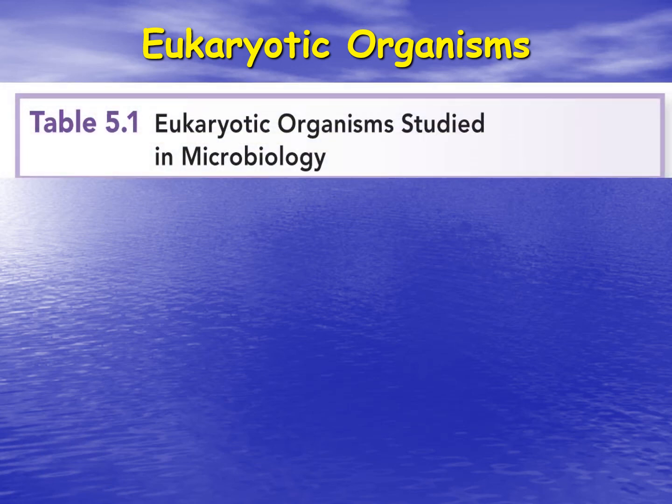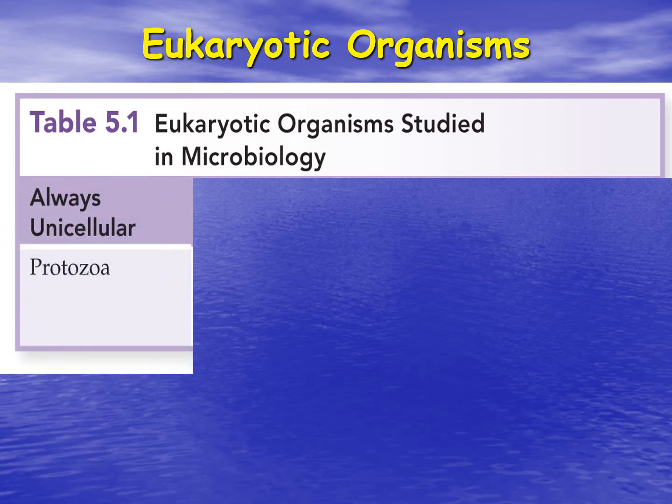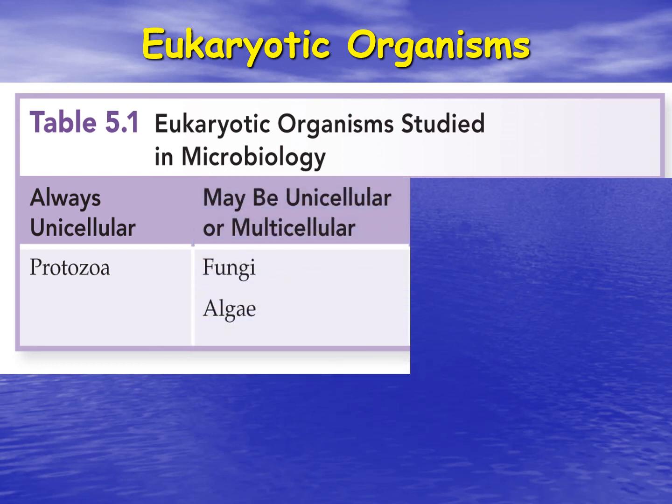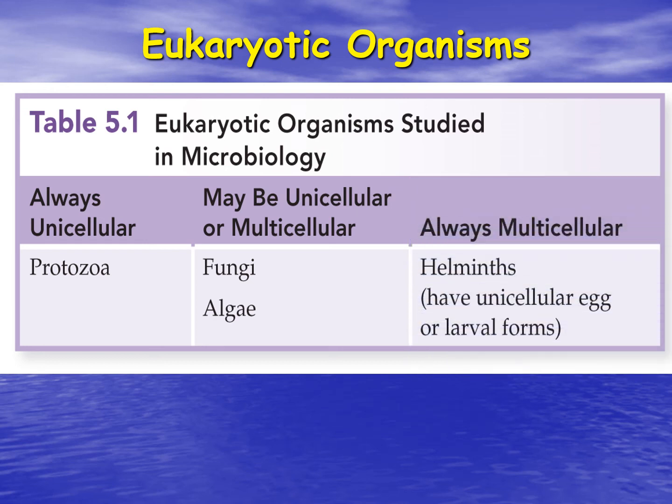So eukaryotic organisms that are studied in the field of microbiology include the protozoa, which are always unicellular and most of the time are found in water, the fungi and algae, which may be unicellular or multicellular, and the helminths, which includes the worms and the flukes, which are always multicellular, but they have unicellular eggs or larvae forms. And these eggs and larvae forms are oftentimes microscopic.